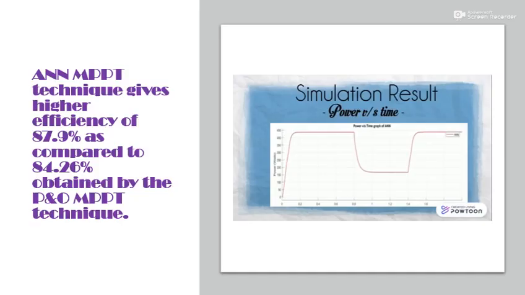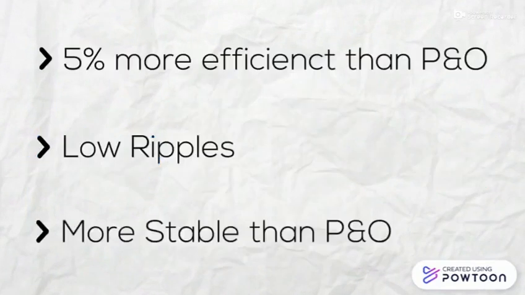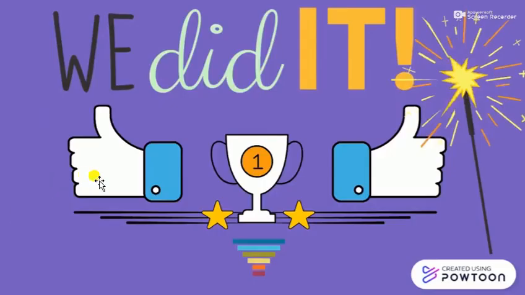Our comparison shows that the model implemented using ANN MPPT techniques gives a higher efficiency of 87.9% as compared to 84.26% obtained by the P&O MPPT technique. Moreover, the ANN model gave far lesser voltage and current ripples as compared to the P&O model. Based on the given parameters, it can be easily concluded that ANNs give a better performance on the stand-alone PV system.